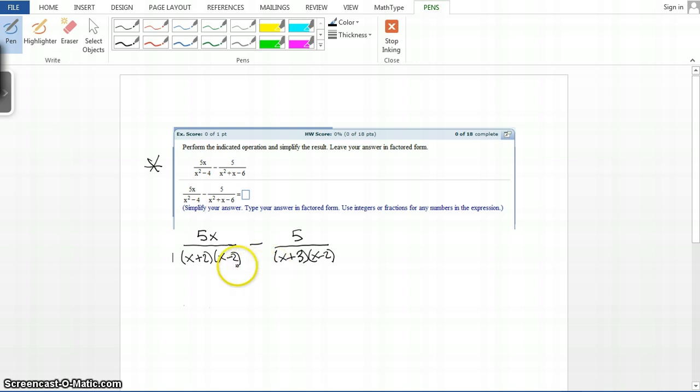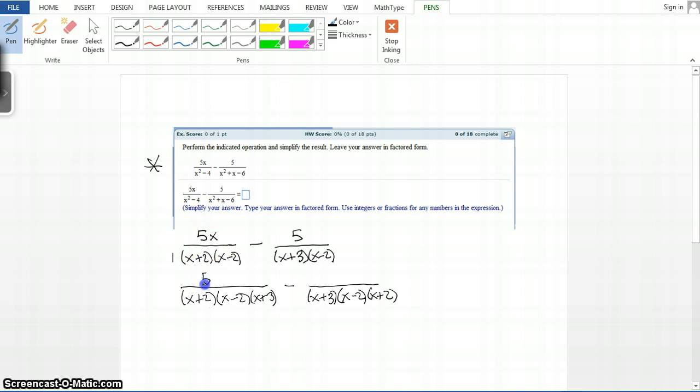Each one of those linear factors needs to be represented in your least common denominator. So that least common denominator has to have an x plus 2, it has to have an x minus 2, and it has to have an x plus 3. All three of those factors have to be represented, so I'm just going to rewrite all three of them: x plus 3, x minus 2, and an x plus 2. That's going to be our common denominator, so let's deal with the numerators.